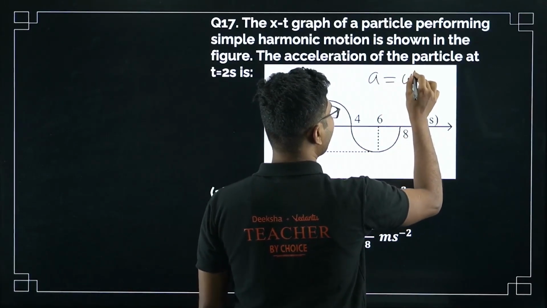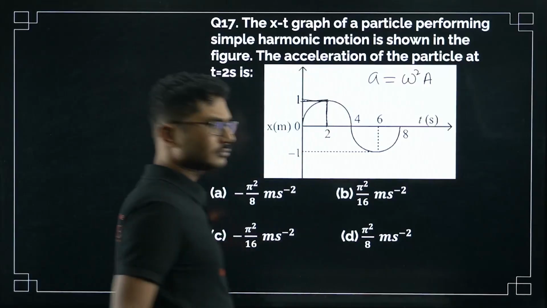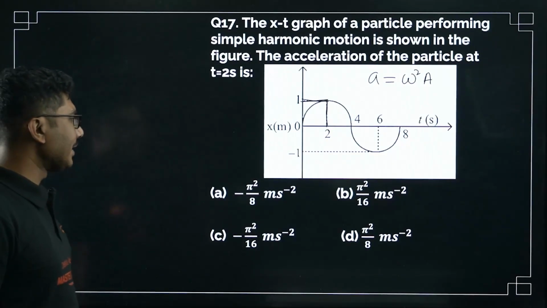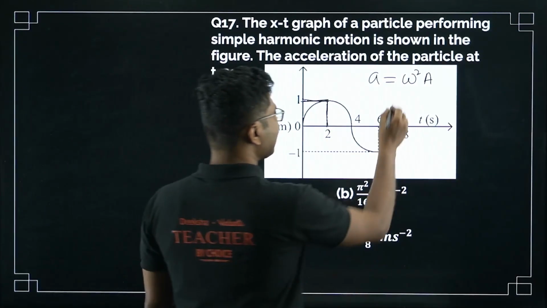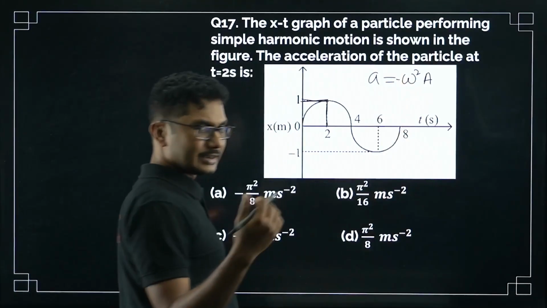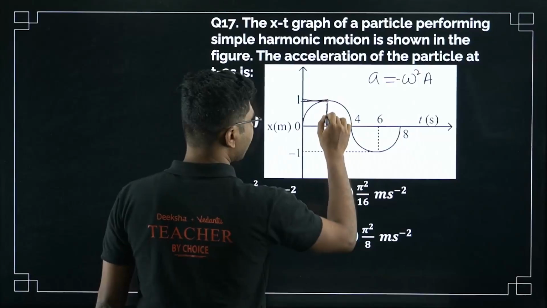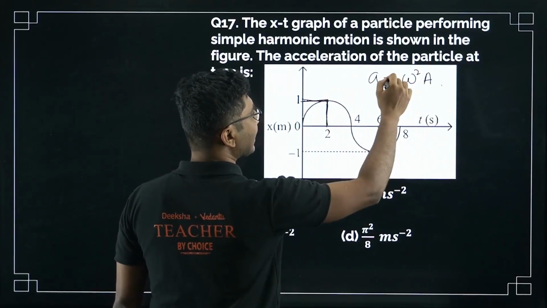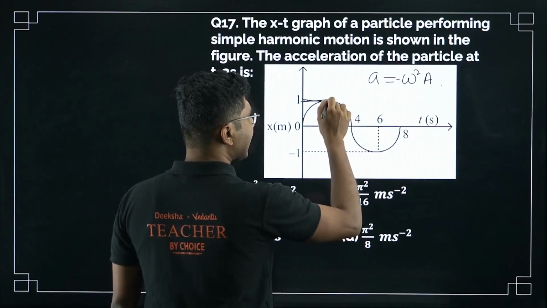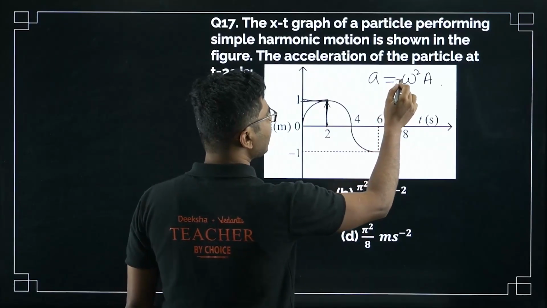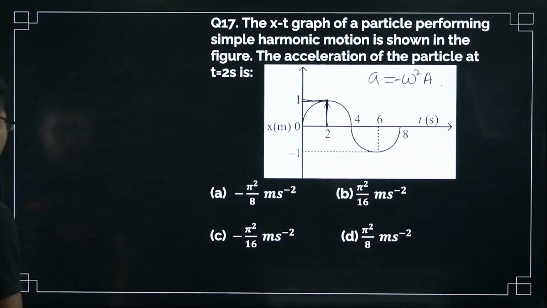Acceleration will be omega square into A. So you have to find the value of omega square. Obviously negative. Acceleration is usually negative. So omega square into A, and A is positive. If A was negative, that negative could have cancelled, but because A is positive over here, acceleration will be negative over here. But you have to calculate omega.